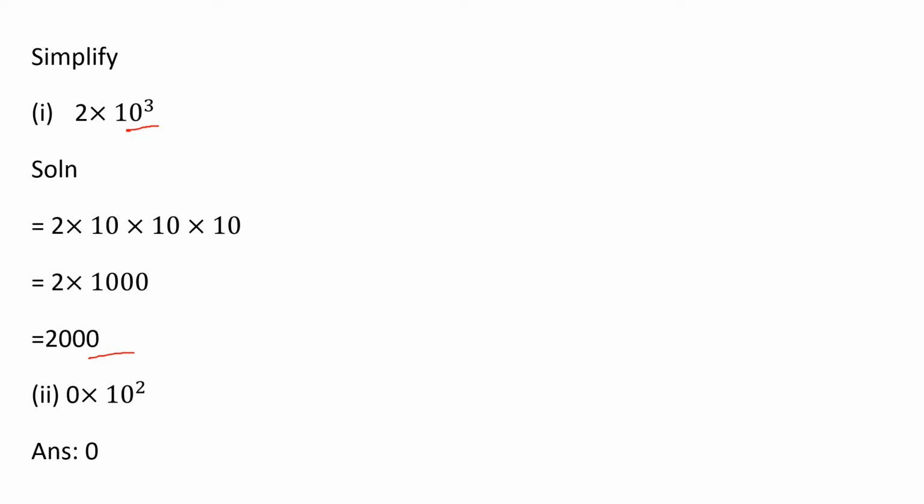Now 0 into 10 square. You know 0 into any number is 0, right? You don't need to write all the steps. You can write the answer directly. 0 into 10 power 2, 0. Otherwise you'd write 10 into 10, 100, and 100 into 0 is 0. You don't need that step. If you multiply any number by 0, the answer is 0. So directly you can write down the answer 0.